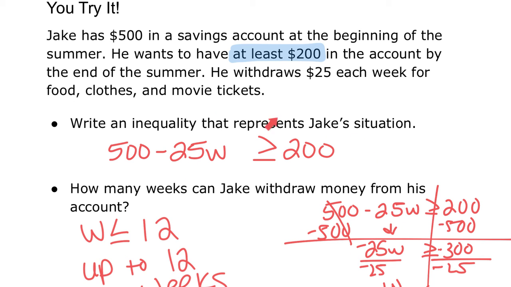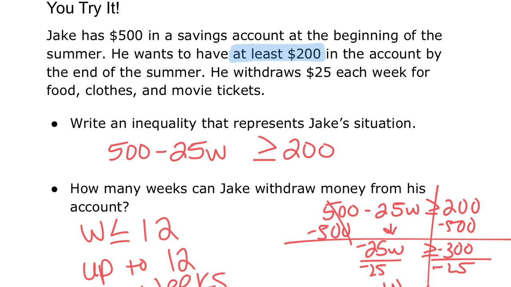You also might could have just used some common sense on this and figured out that he could withdraw money for up to 12 weeks before he hit his minimum amount in his account. He wanted to have at least $200 by the end. So he could only do that for up to 12 weeks if he wanted to stay within that budget there.